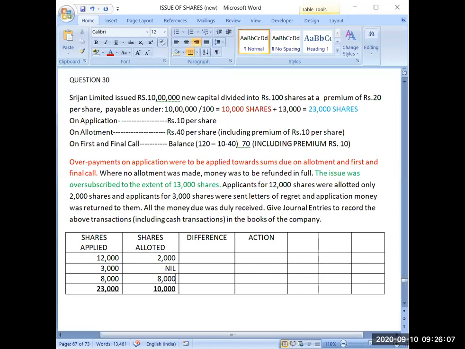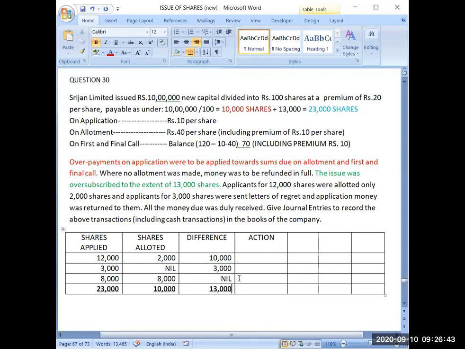Okay. Now we will find out the differences. So 12,000 minus 2,000, 10,000. This one is clear. Then 3,000 minus 0, 3,000. 8,000 minus 8,000. So 23,000 minus 10,000, 13,000. The question has also told us that our issue was oversubscribed to the extent of 13,000 shares.